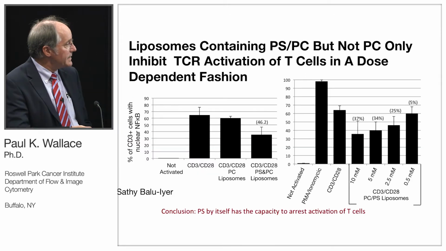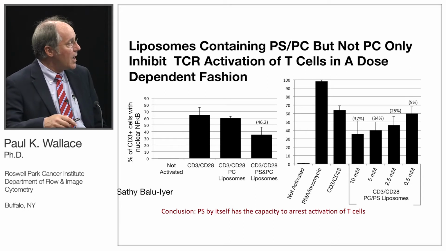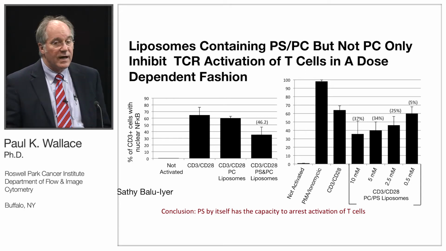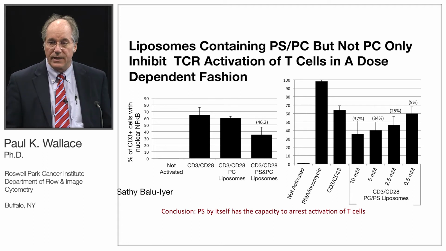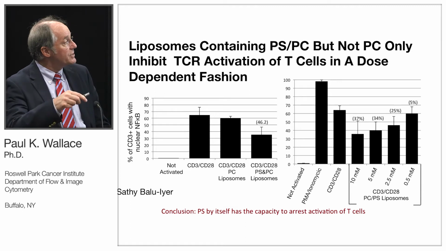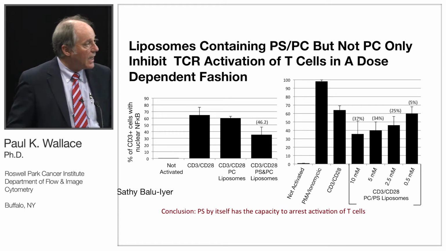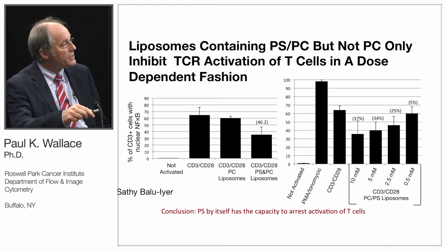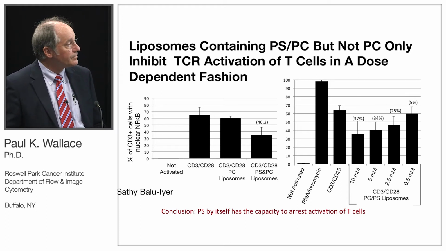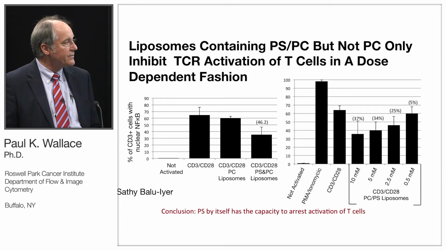So what we did was we got together with Sathy Balu Iyer, and he made a number of liposome preparations for us. One of them was just phosphatidylcholine, and the other one was phosphatidylserine and phosphatidylcholine. You can't just use phosphatidylserine because those liposomes will aggregate and you get into a lot of problems. So this was a combination of the two. And what you see is that if we use the phosphatidylcholine, there was very little or no inhibition, certainly not significant. Whereas if we had a component that had the phosphatidylserine, those were in fact inhibitory. This was titratable, so at higher levels of phosphatidylserine, there was more inhibition than at the lower levels. So the conclusion was phosphatidylserine by itself has the capacity to arrest the activation of T cells.